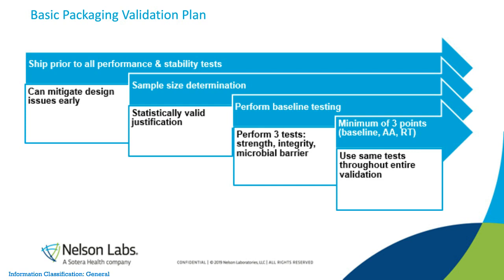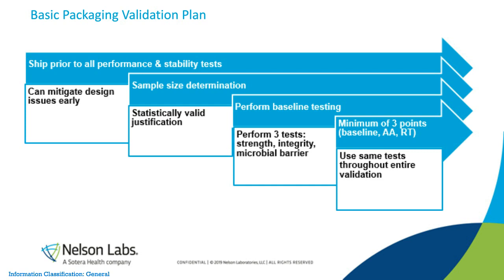to evaluate the shipper boxes, and then the product inside would be tested for strength, integrity, and microbial barrier properties. If all these tests pass, then samples are set aside for real-time aging and accelerated aging. When the aging is complete, the aged product is tested again for strength, integrity, and microbial barrier, and those results would be compared to the new or baseline results.